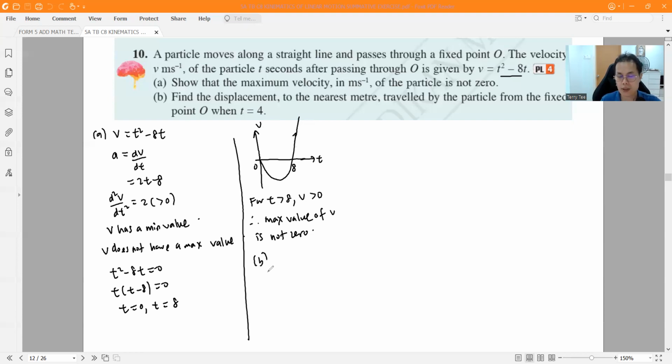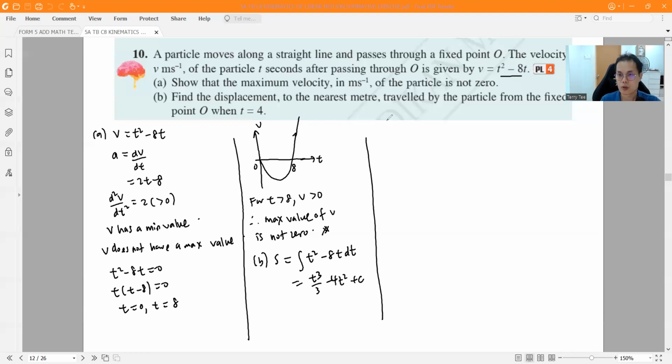All right, second one. Find the displacement to the nearest meter when t is 4. Since you want to find displacement, I think we can just integrate. You can use a definite integral straight away, or you can integrate to find the displacement function. So when I integrate this, I get t cubed over 3 minus, increase the power by 1, divided by 2, 8 divided by 2 is 4, 4t squared plus c.